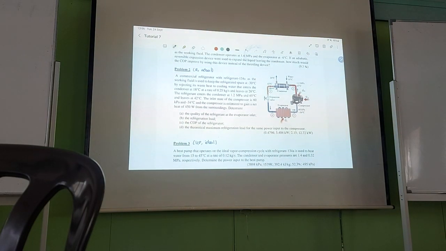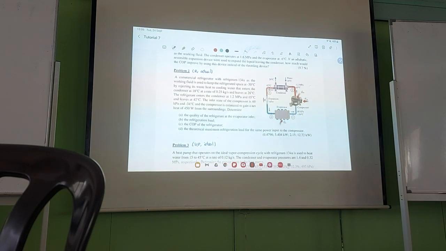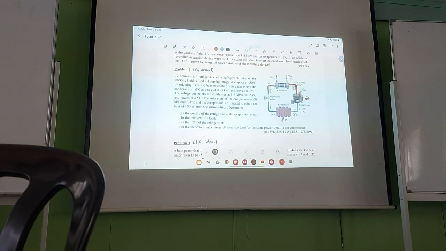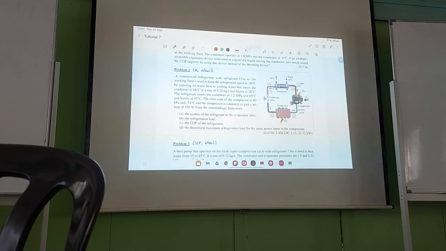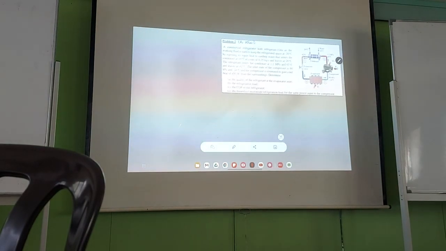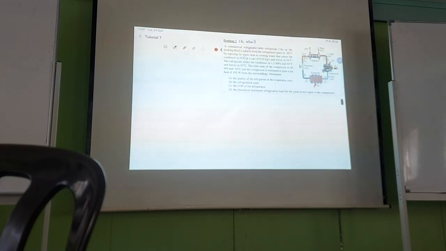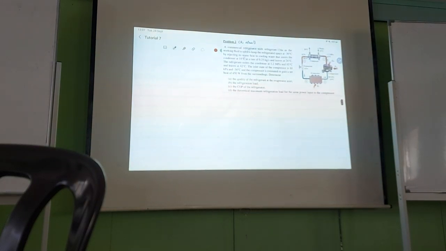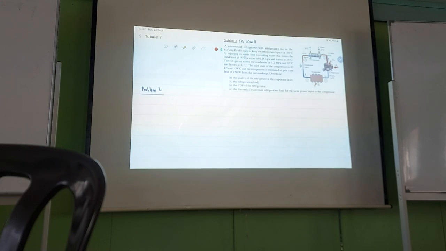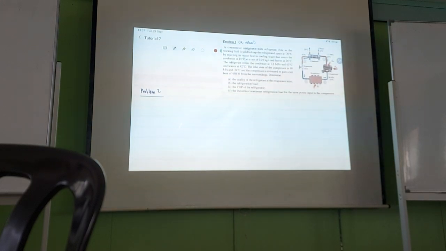Okay, so let's look at problem 2 then. Like I said, we will look at the 2 actual ones. Okay, so we have problem 2. As I mentioned in class, if the question never says anything about being ideal, you cannot assume it is an ideal cycle, even if it is. There are cases where it might be ideal, it might not.